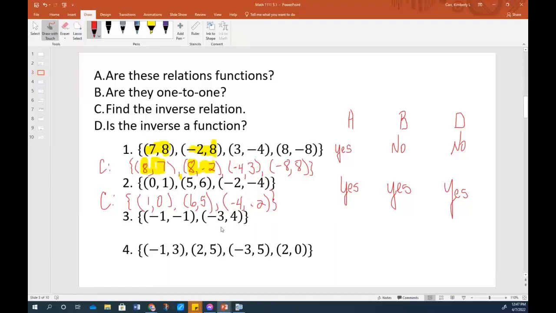-1 goes with -1. -3 goes with 4. That is a function. Now going the other direction, 4 goes with -3 and -1 goes with -1. It worked both ways, so it's one-to-one. If this is yes, I already know this one's going to be yes, because if it's one-to-one, its inverse is a function. Now what is the inverse? It's whatever we get when we reverse those x, y values, even though on this very first point, it ends up being the same thing.